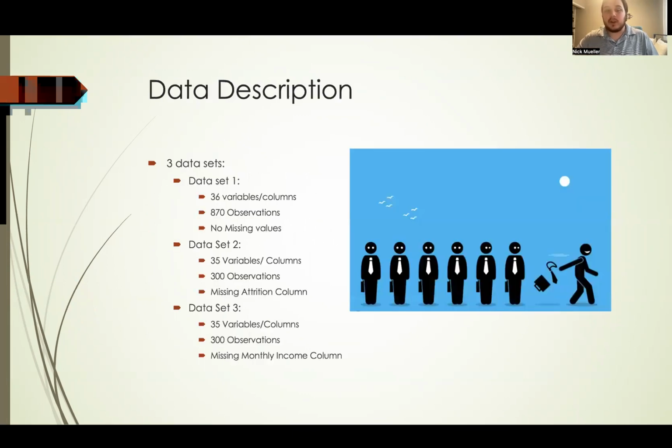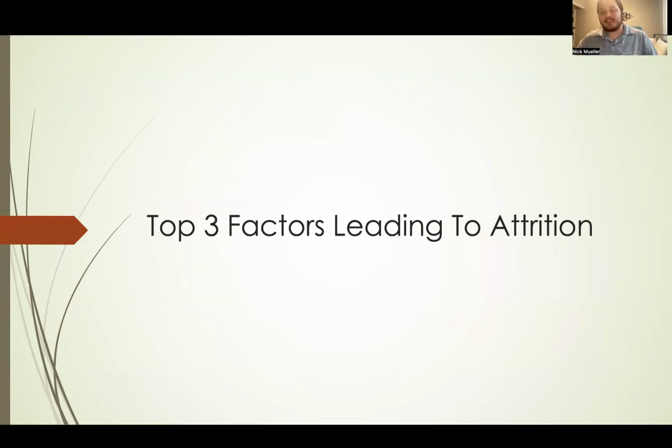The data sets that we were working with consisted of three main data sets. The first one being the bulk of our data with 36 variables, 870 observations, and no missing values. Our second data set had 35 variables, 300 observations, and was missing the attrition column, which again we will use a model to predict in the future PowerPoint. And our final data set, number 3, had 35 variables, 300 observations, and was missing the monthly income column.